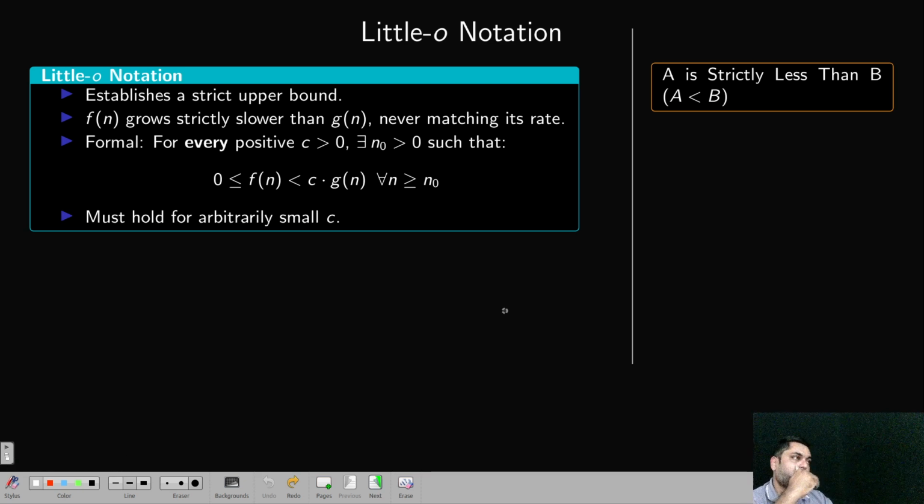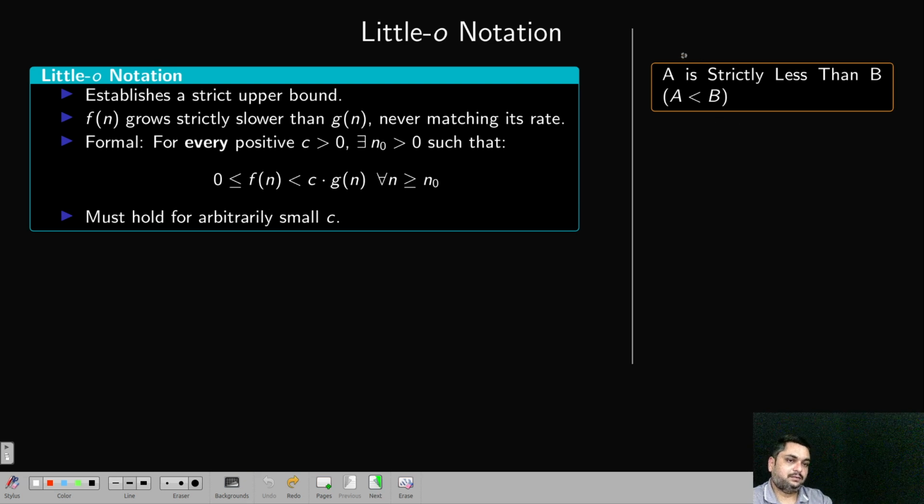Just like we learned the upper bound big O and lower bound big omega, the little o will also give the upper bound and the little omega will also give the lower bound. But the only difference is here we make it more strict. Okay, so let's understand what exactly this means. What is little o notation?